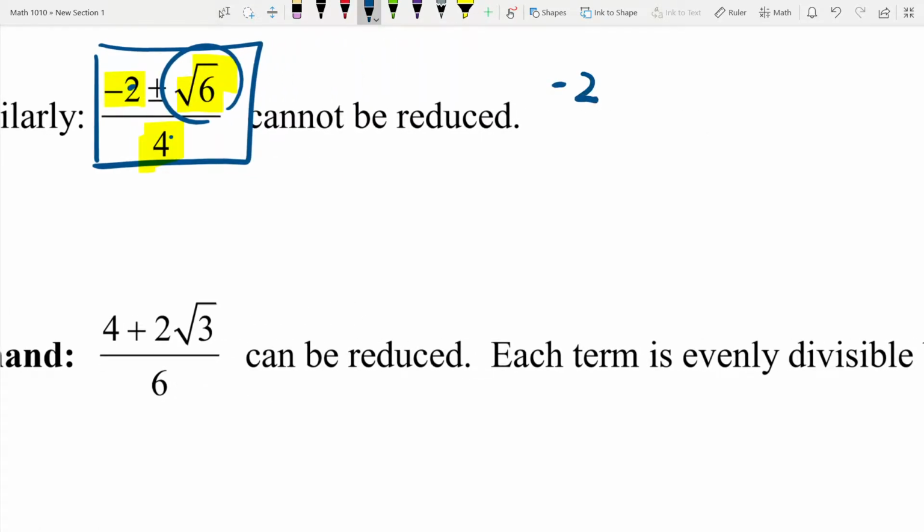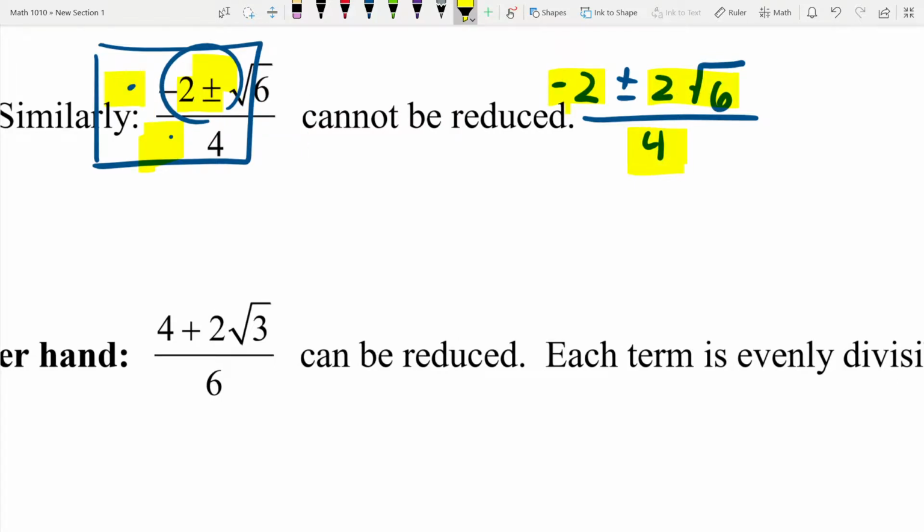Everybody write this down: negative 2 plus or minus 2 square root of 6, all over 4. It's different. Person, person, person. Now can I reduce that? Somebody talk to me. Come on, you guys, interact here. Can I do that? Yes, I can. 2 goes into this, 2 goes into this, 2 goes into that. So it's negative 1 plus or minus 1 square root of 6 all over 2. That is completely acceptable. There's nothing wrong with that.